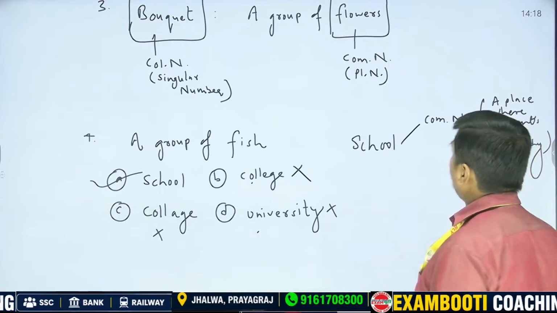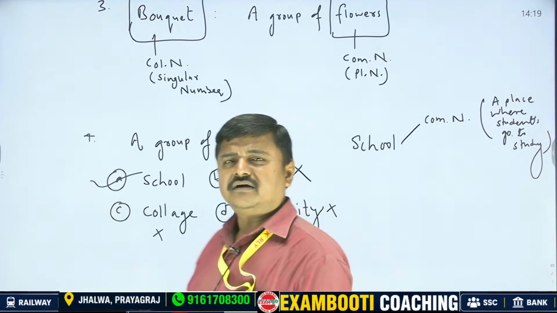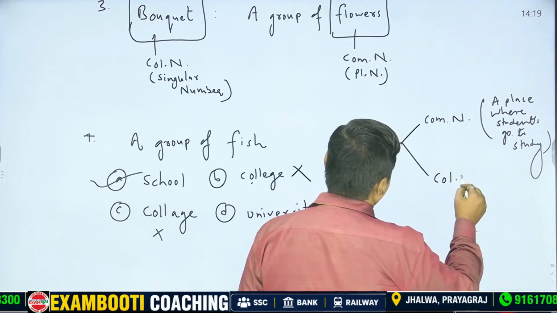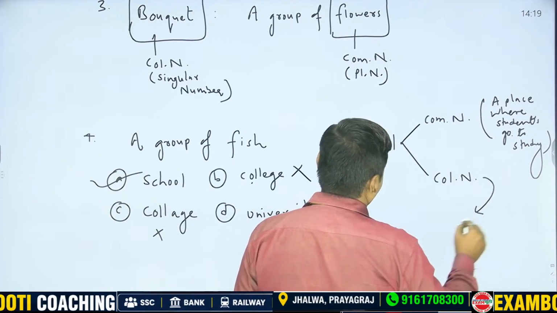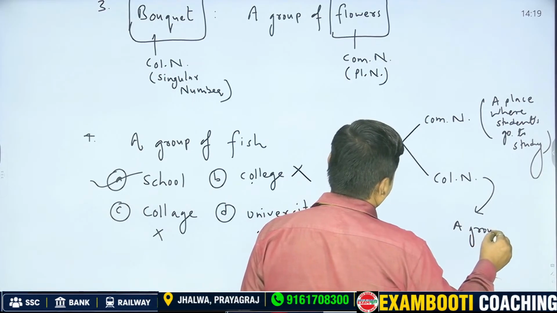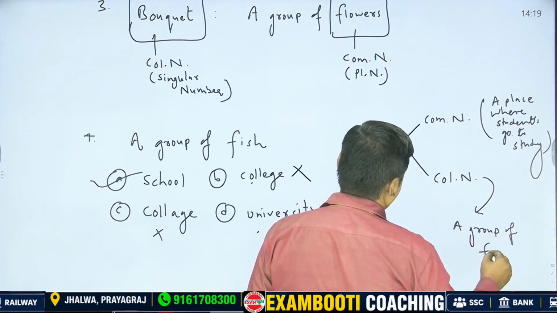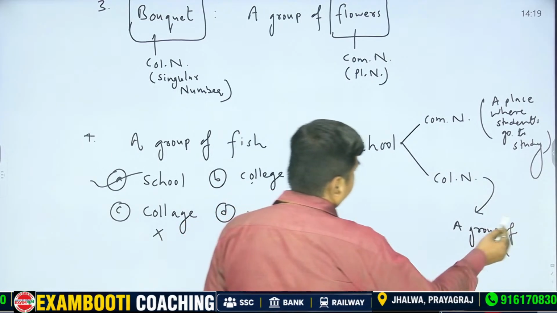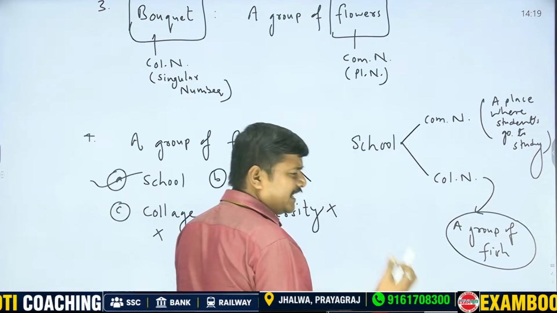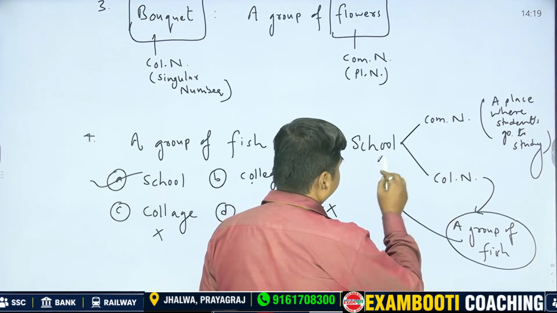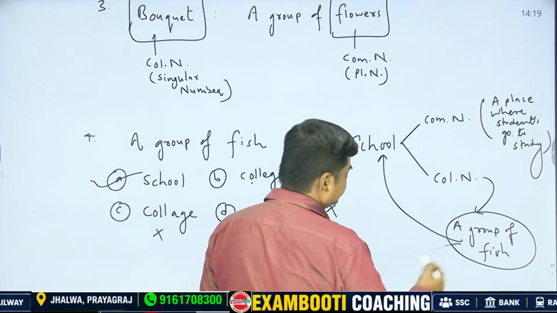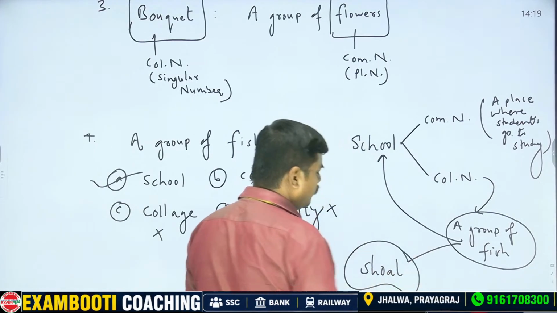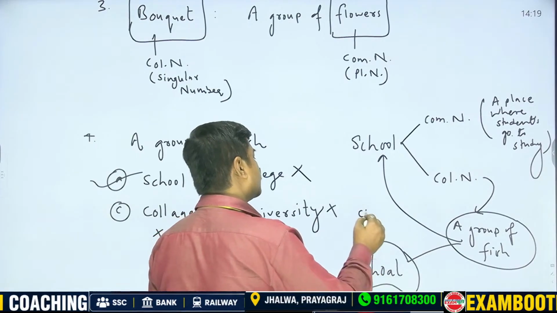Now, we all know this. But when school is a collective noun, it is a group of fish. So when we say a group of fish, the word is school. Actually, there is one more word. Sure. One more word. This is also a collective noun.